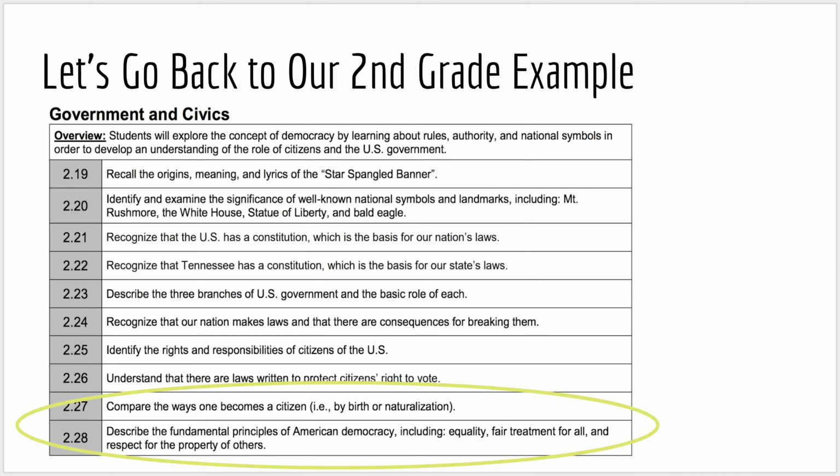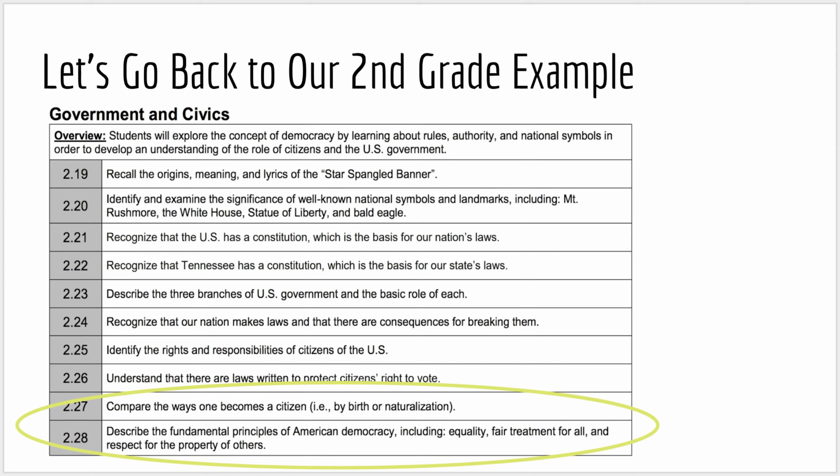If you need to read these standards, go ahead and press pause on the video and take time to read it. 5, 4, 3, 2, 1, pause. So if you look at these standards, you'll notice that the overview really gives a great idea of what this concept might be about. So students will explore the concept of democracy. That's a pretty great concept for a social studies unit.